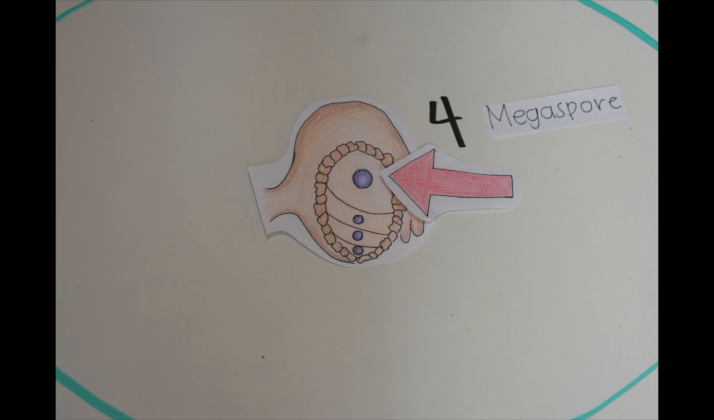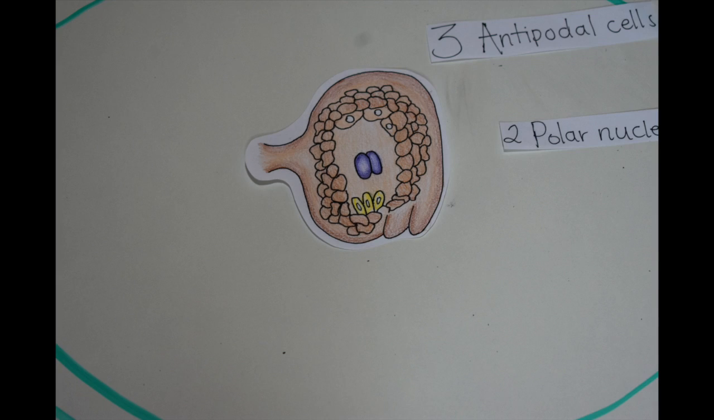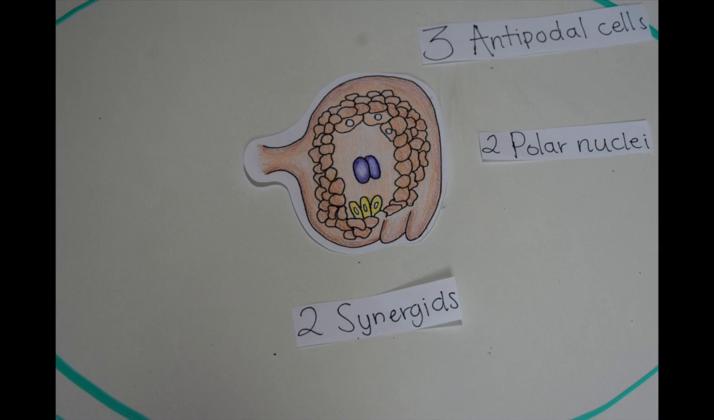So, to break this down into steps: 1. The megasporocyte divides through meiosis, creating 4 haploid cells, but 1 survives, leaving 1 megaspore. 2. The megaspore goes through 3 mitotic divisions that form the embryo sac, the multicellular female gametophyte. And 3. The ovule has now developed the embryo sac that consists of 3 antipodal cells, 2 polar nuclei, 1 egg, and 2 synergids.